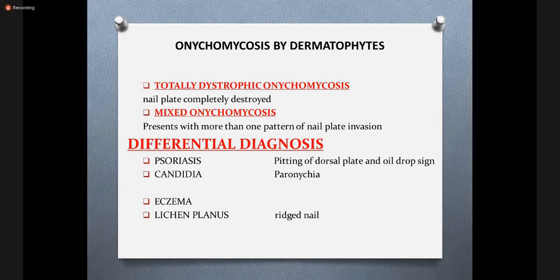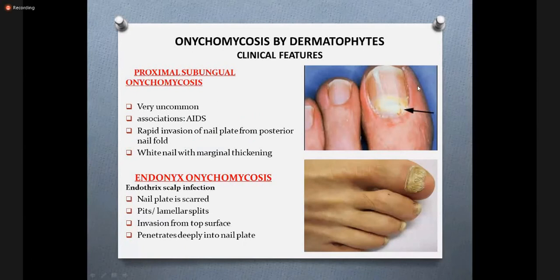Okay, while candidial onychomycosis can present the same as dermatophytic infection, in candidial it is usually associated with paronychia. And what is paronychia? It is the inflammation around the nail. If there is inflammation and infection around the nail, it is usually associated with candidial infection. Okay, I will show you the picture in the next slide.